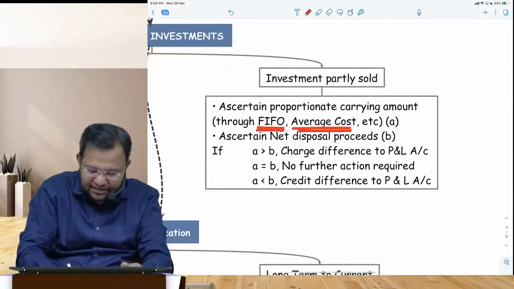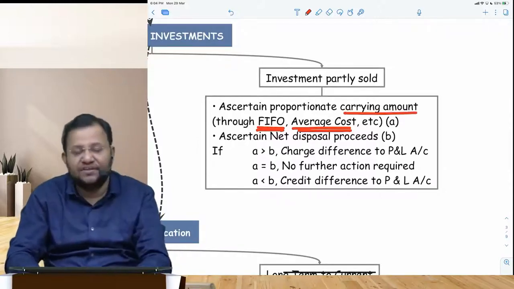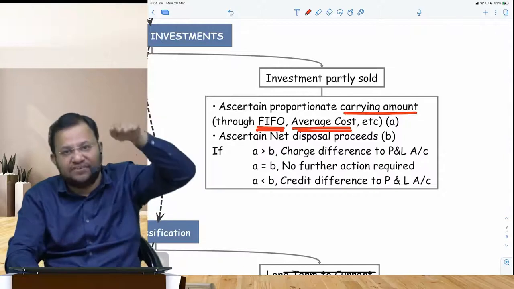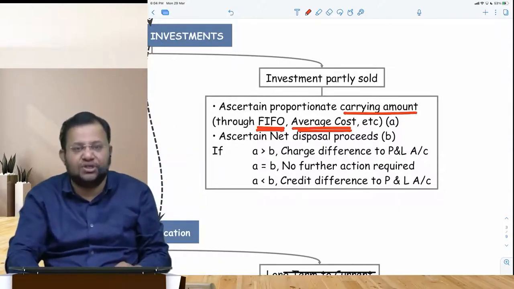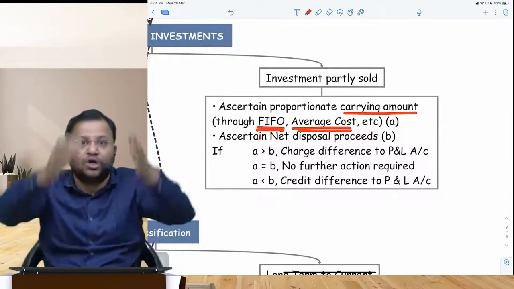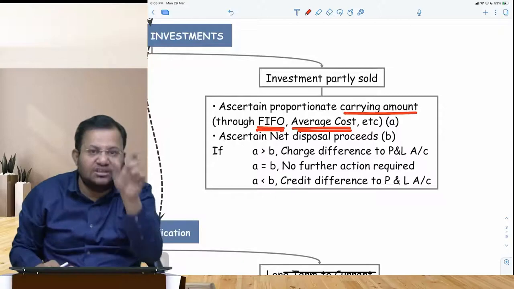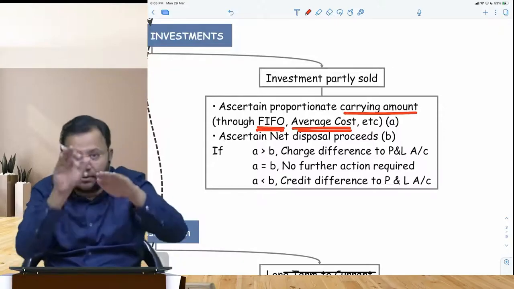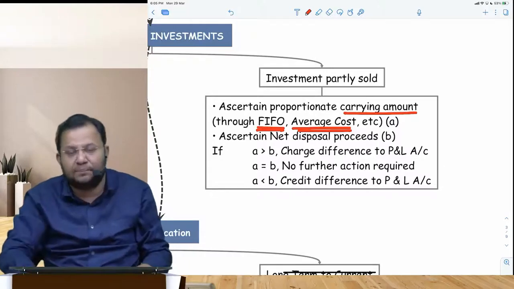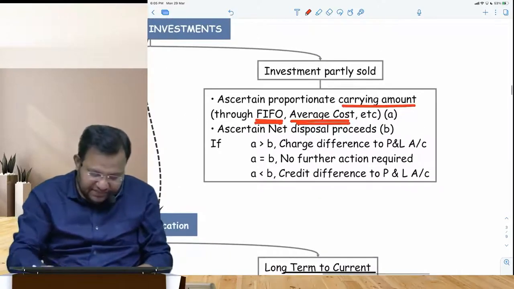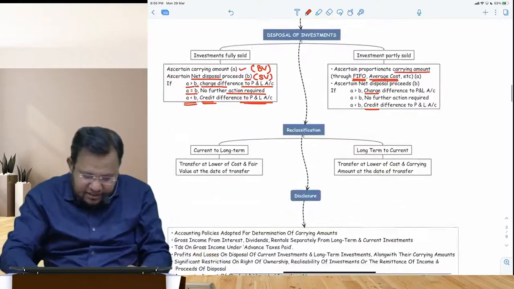or weighted average cost method to ascertain the carrying amount. So under FIFO, investments made first shall be deemed to be sold first. Under weighted average cost, you should find out total cost as on that particular date divided by quantity as on that particular date before the sale transaction has taken place, and then you should find out profit or loss. So if there is a profit, credit P&L. If there is a loss, charge P&L.